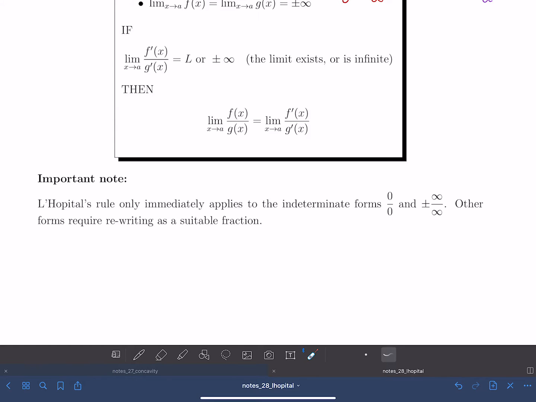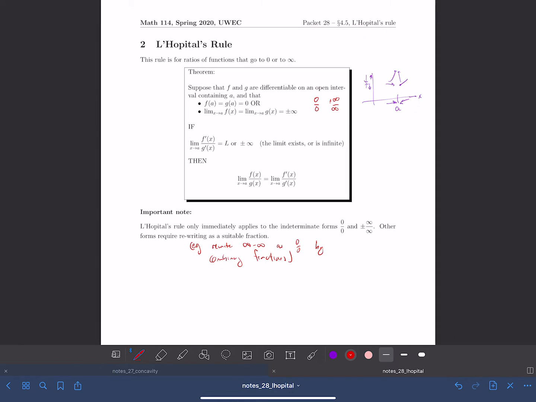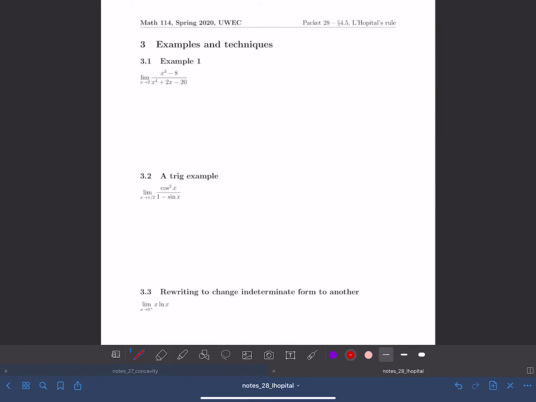Other forms require rewriting as a suitable fraction, and that often means something like, for example, rewrite infinity minus infinity as 0 over 0 by combining fractions. There are a bunch of different options. I can't tell you what to do in every single scenario. That's something that you've got to learn for yourself. But let's see how L'Hopital's rule is used, moving forward to some examples and techniques.